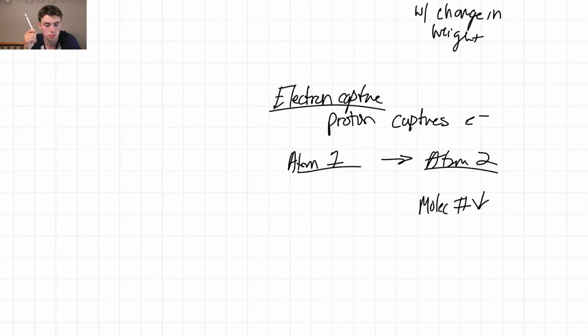Now, what I am stuck on is, for beta minus decay, an electron's getting shot out. How does it keep the normal charge? I'll just look into that.